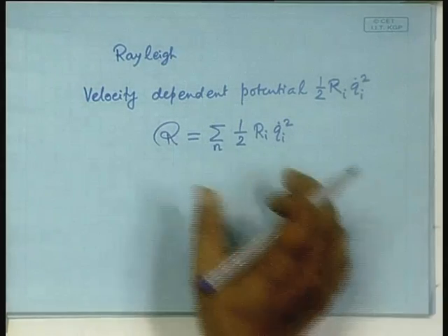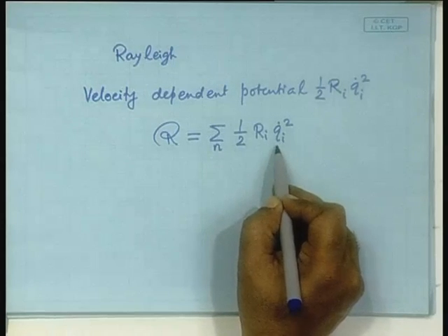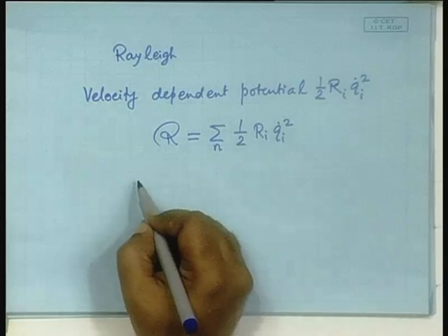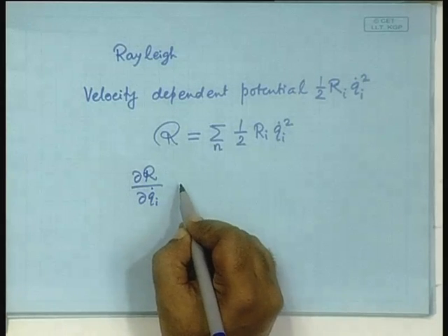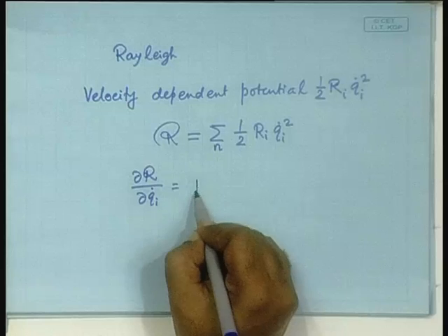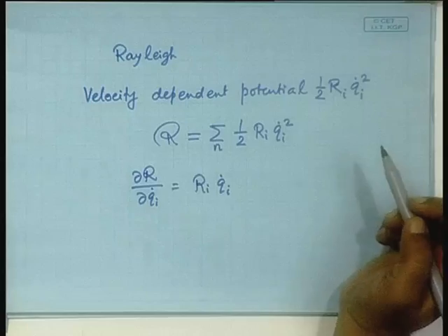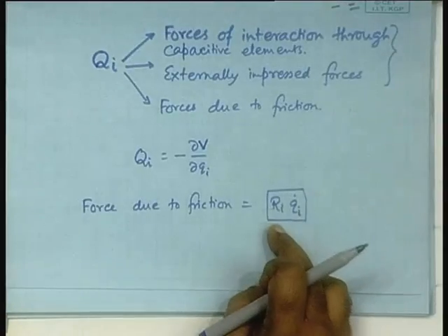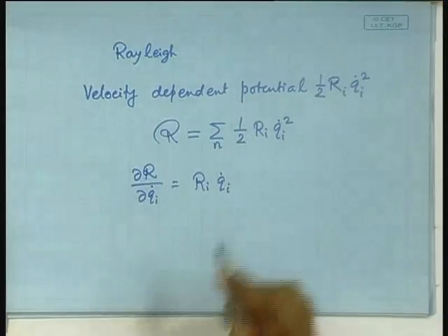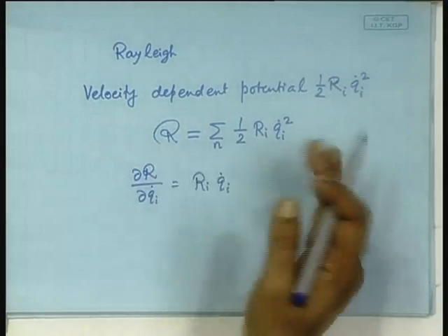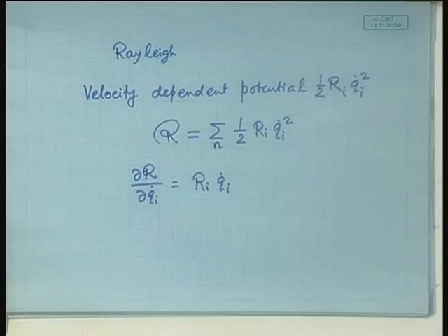So, what are the properties of this potential? This potential is firstly not dependent on the coordinate, it is dependent on the velocity. The second property is that if you differentiate this with respect to q_i dot, what do you get? That is what we wanted. We wanted to obtain the force, and that is what we obtained, which means that this Rayleigh potential, when partially differentiated with respect to the generalized velocities, gives the force.